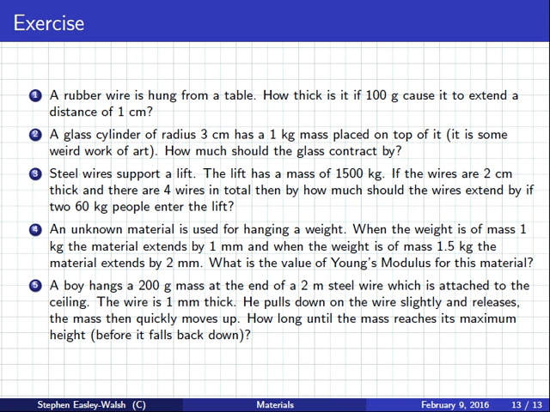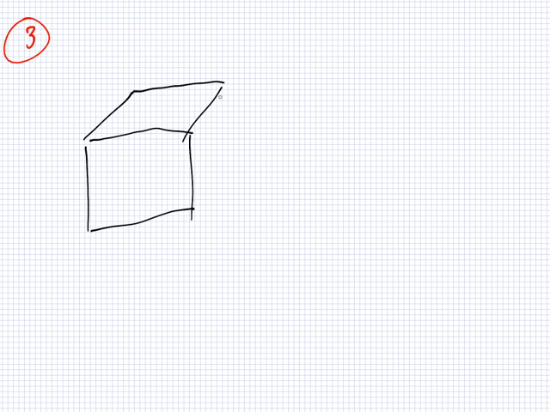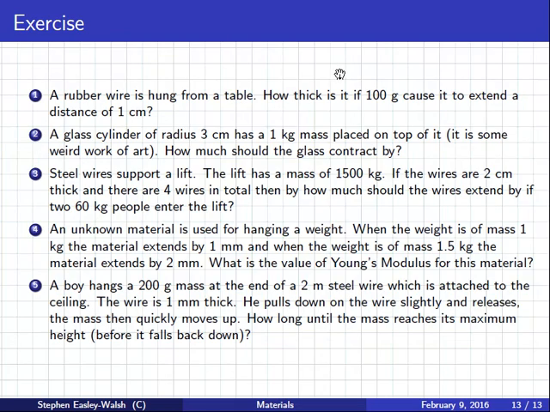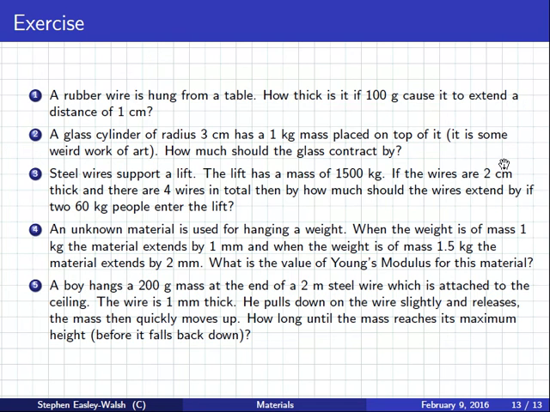120 kilograms, yes. Okay, so let's draw this. There's our lift, and then we have 4 wires. And the radius of each wire is 1 centimeter, because I said in the question they are 2 centimeters thick, so the radius is 1 centimeter.